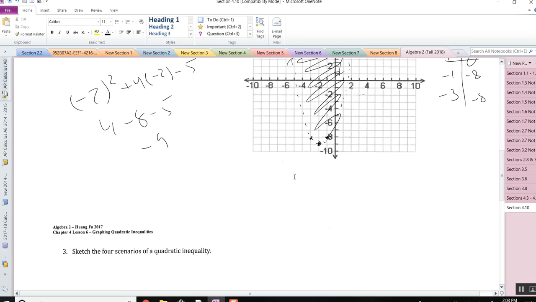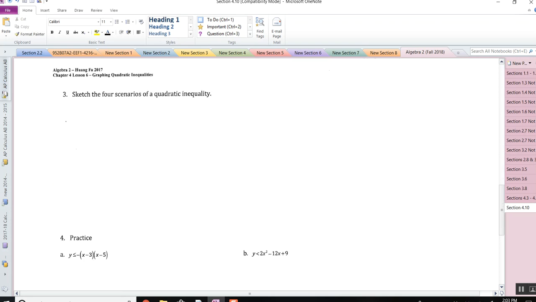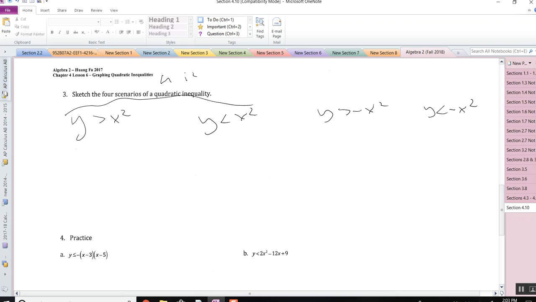In fact, there are 4 scenarios. So if y is greater than x squared, y is less than x squared, y is greater than negative x squared, or y is less than negative x squared. So here, obviously, our a value is positive. Here, our a value is negative, a is a coefficient of x squared.